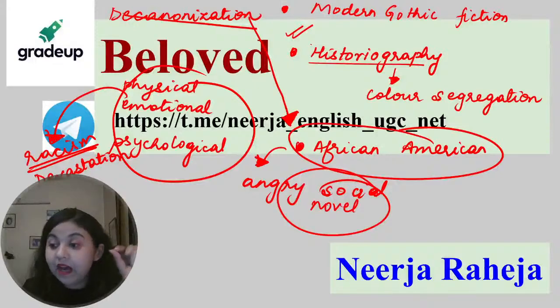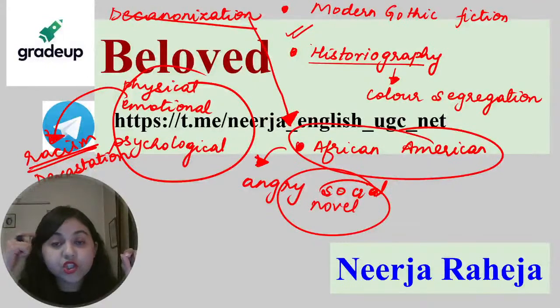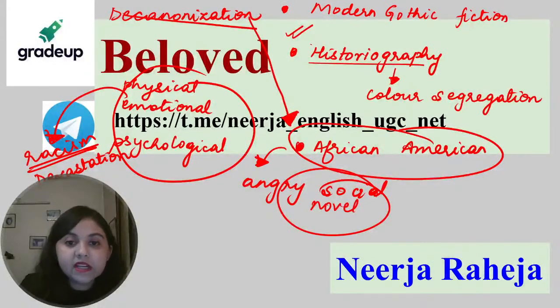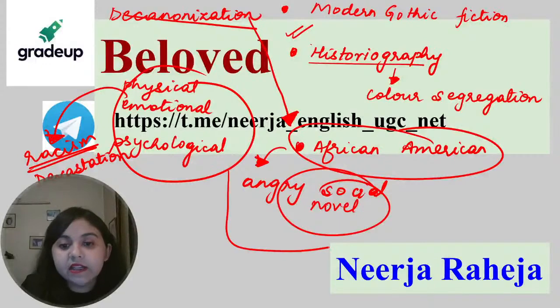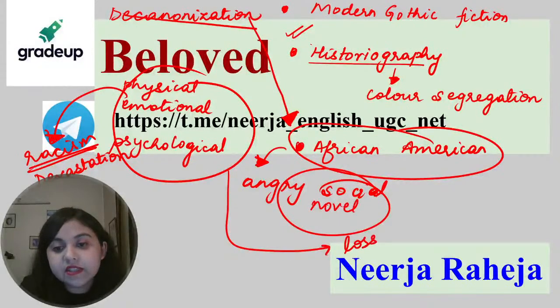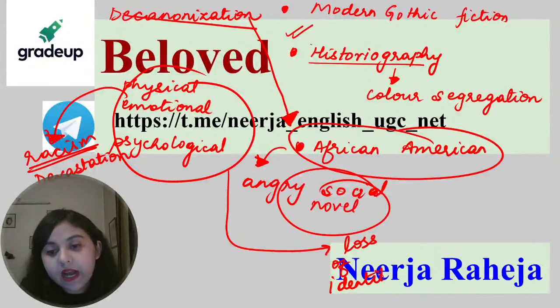That these people are psychologically wounded. It's not just the physical wound that you have given me. You've actually given me a psychological stigma. I'm not proud of my Black ancestry anymore. So what has this resulted in? This has resulted in a loss of identity. What is very, very popularly called a loss of identity. There is a loss of identity that we are able to see over here.